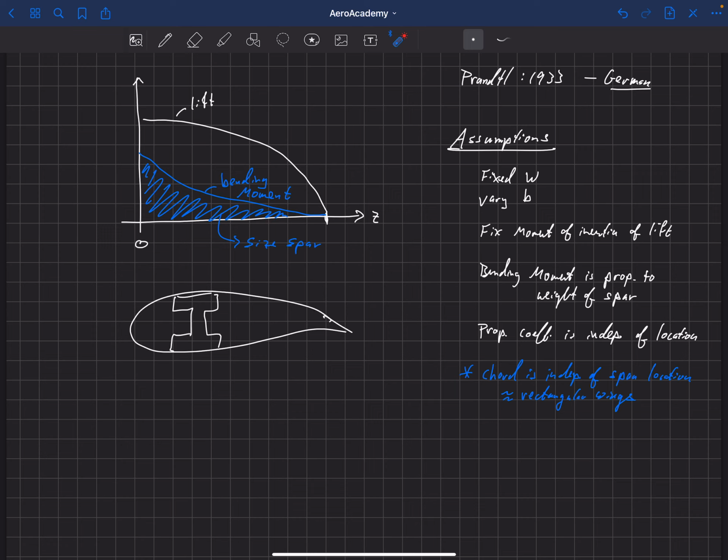So let's just write that down as one of these last things here, that the bending moment is a function only of the lift distribution.